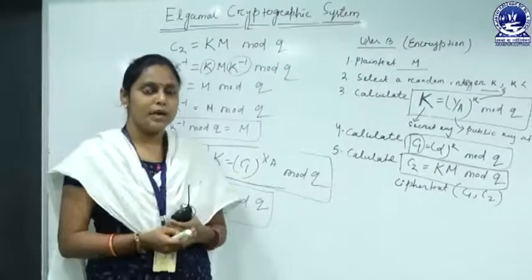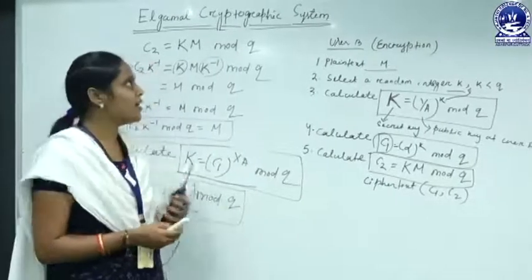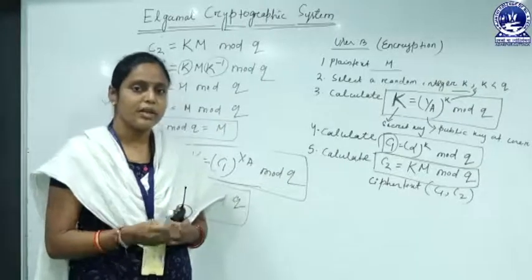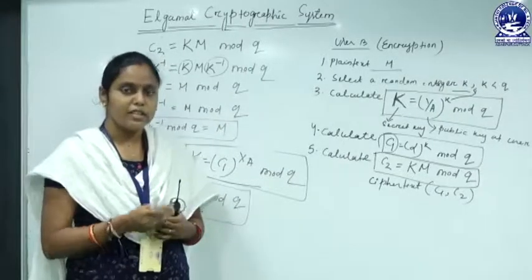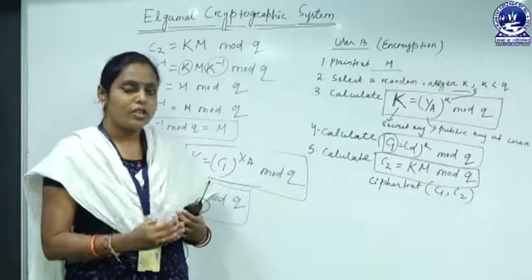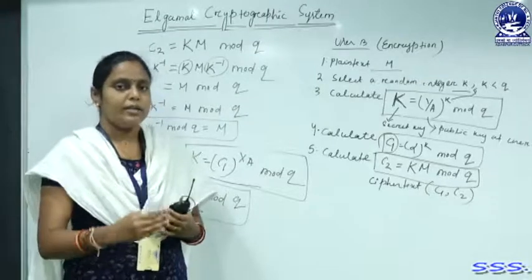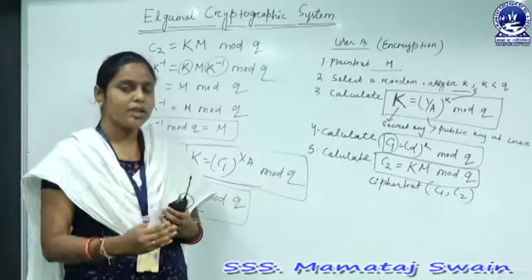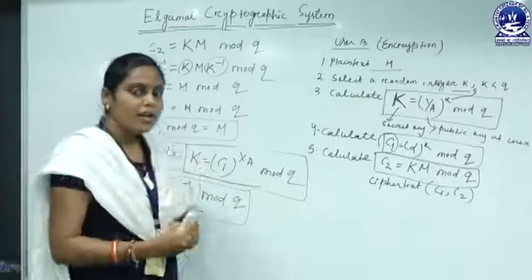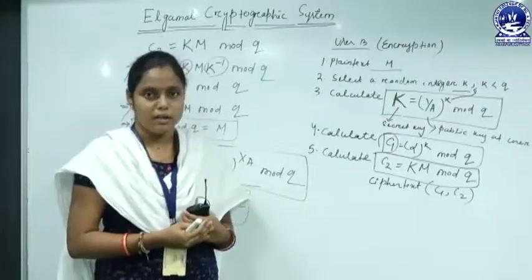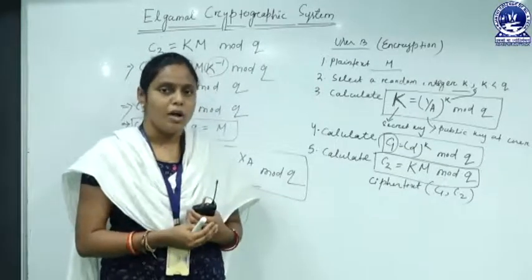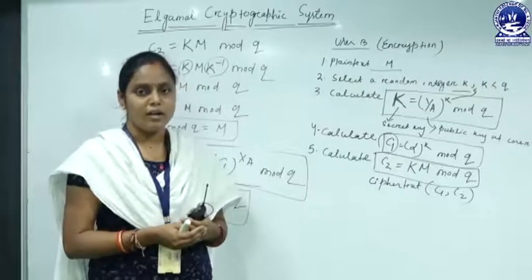Now look at the difference between Diffie-Hellman key exchange and this Elgamal cryptographic system. Diffie-Hellman key exchange is a key exchange algorithm, not an encryption and decryption algorithm. But this algorithm uses the public key crypto system and exchanges the secret key between the sender and receiver. But the Elgamal crypto system uses the discrete logarithm algorithm. That means it also uses the public key crypto system for generating the private key and the public key.